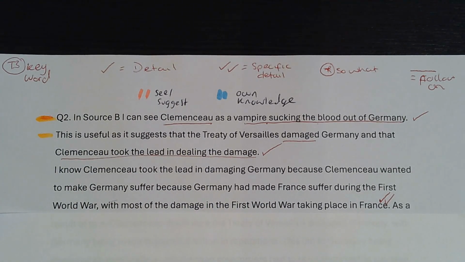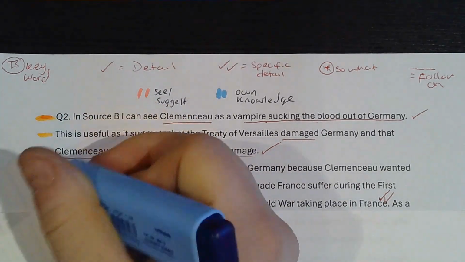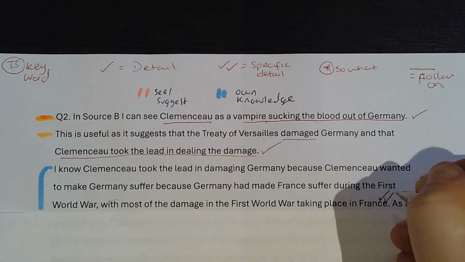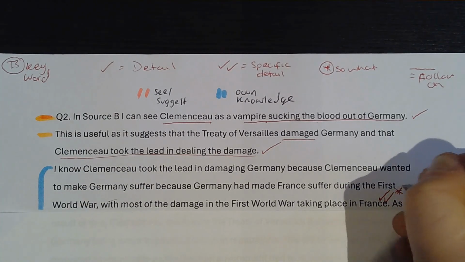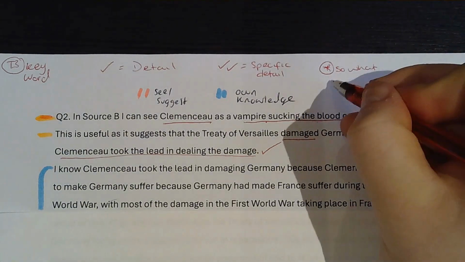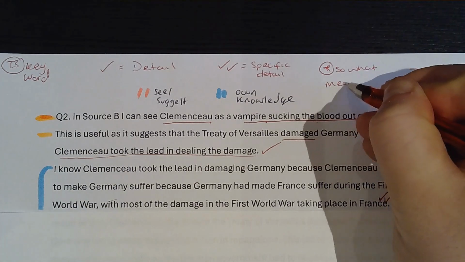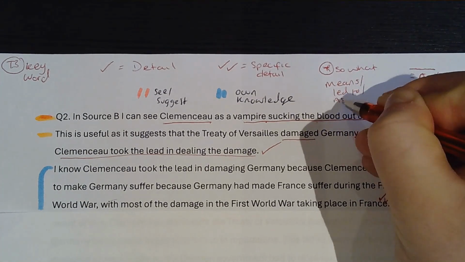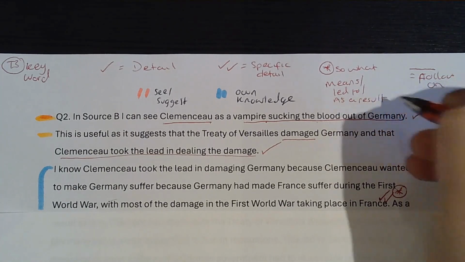Now, what I could go on to do is talk about a different part of own knowledge. I could go on to talk about 100,000 men, for example, and how that punished Germany. But to get the top marks, you need to follow on and you need to do so what. So what you'll see here is your so what. And remember, for so what, usually the examiner will look for means, led to, as a result. So there are key words to use for so what.